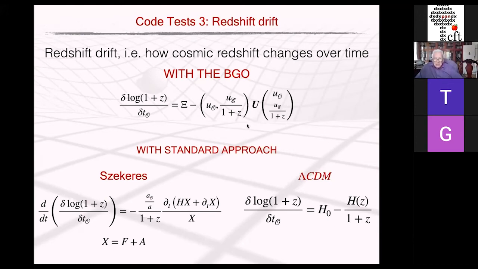This formula is general in the sense that it is valid for any spacetime that we want to analyze. On the other hand, when we use the standard approach, we don't have a general formula like this, and we have to calculate the redshift drift for the specific spacetime that we want to analyze. Here I'm showing the ODE that we have to solve to obtain the redshift drift in the Szekeres model. And this is instead the analytic expression that is easily obtained in the lambda CDM case.